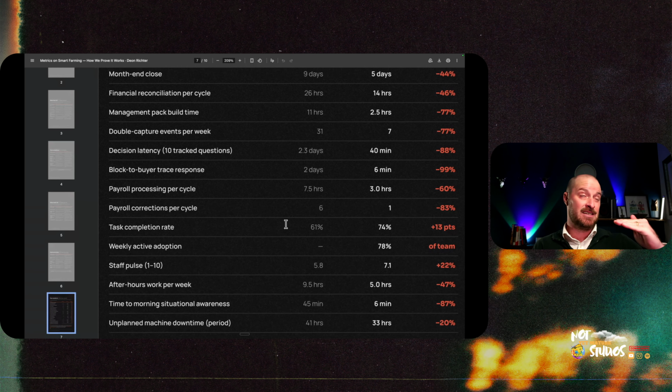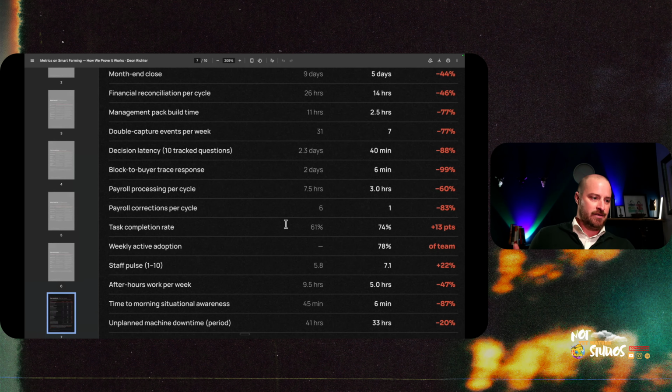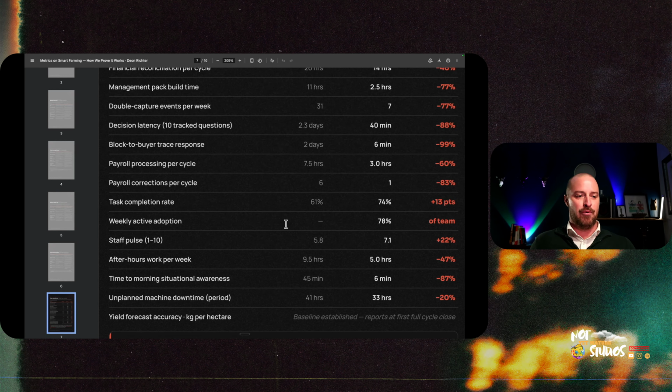Weekly active adoption, meaning how everything is adopted, is something that they didn't measure in the past. We're measuring it now. So we see that 78% of the team is actively adopting into any decision making. We looked at the staff pulse from 1 to 10. It used to be 5.8, which is not bad actually, but we brought that up to 7.1, a 22% difference in 4 months.